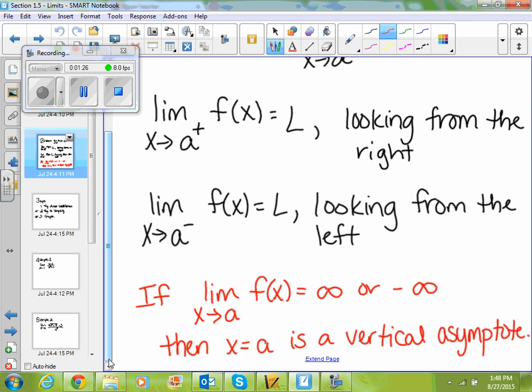So if you're looking at the limit as x approaches a from the positive direction, that means you're looking at it coming from the right. So you're starting over here and going this way. If you're looking at a limit from the negative direction, so as x approaches a from the negative direction, you're looking at it from the left.